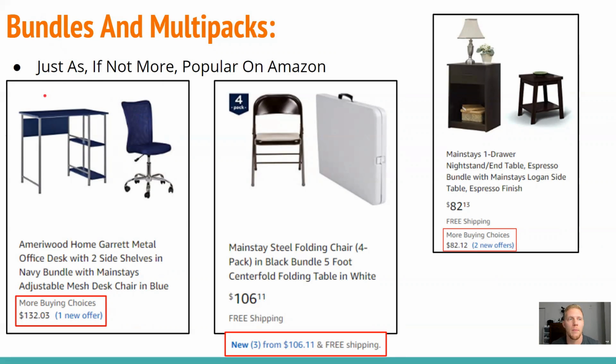So also bundles, just as, if not more popular on Amazon. I see a lot more originality with the bundles on Amazon. I see a lot bigger packs. Like I've seen 10 packs, 12 packs, multi-packs like that. These are all Walmart bundles that I found within literally 2 seconds. And as you can see, this one only has 1 person on it. This one only has 3.